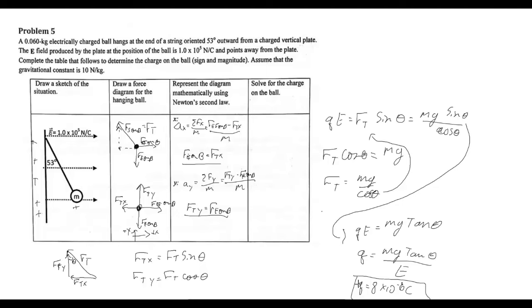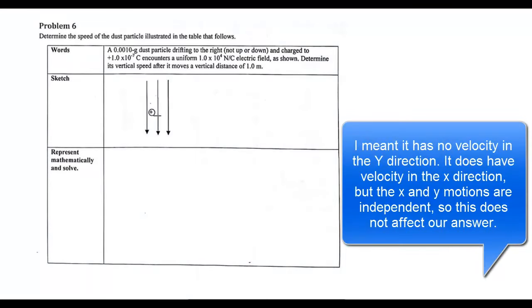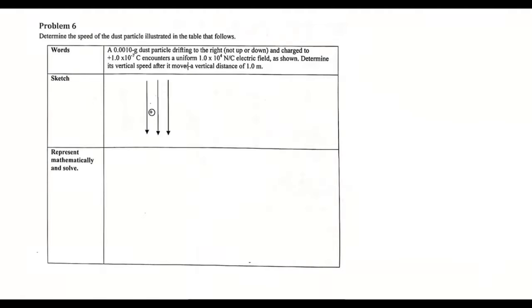Ta-da. Alright, last one. You have a dust particle that has a mass that is very, very small, drifting to the right, not up or down, which means that it has no velocity in the y direction. That's going to become important later. And it has a charge of 1 times 10 to the negative 7th coulombs. And it encounters a uniform E field, as pictured, pointing downward. Determine the vertical speed after it moves a vertical distance of 1 meter.